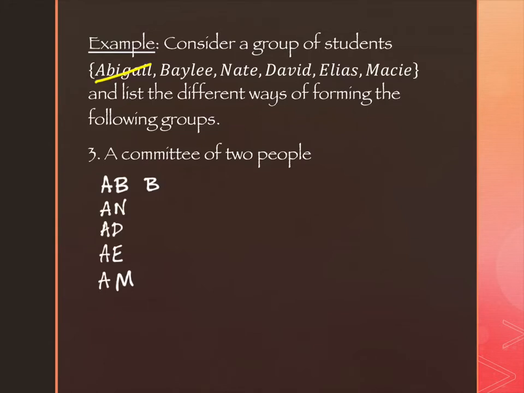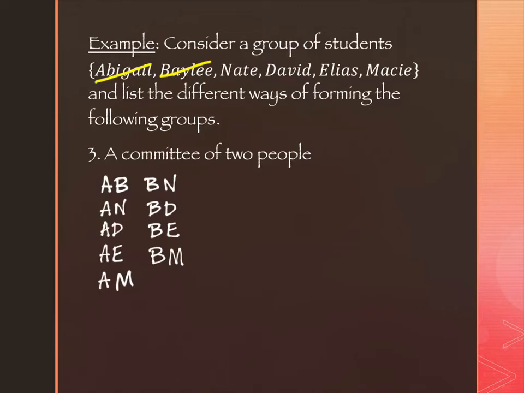Now, I don't need to write down Bailey Abigail, because that's the same committee as Abigail Bailey. So I start with Bailey and Nate, or Bailey and David, or Bailey and Elias, or Bailey and Macy. Okay? And once again, we're eliminating Bailey. We've put her everywhere. And notice, she's there 6 times. Do you see her in 6 different groupings? I'm sorry, 5 different groupings. My apologies. Yeah? Good.